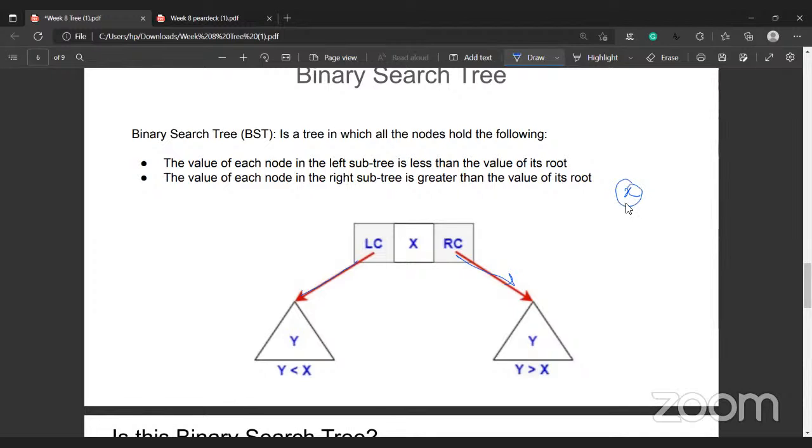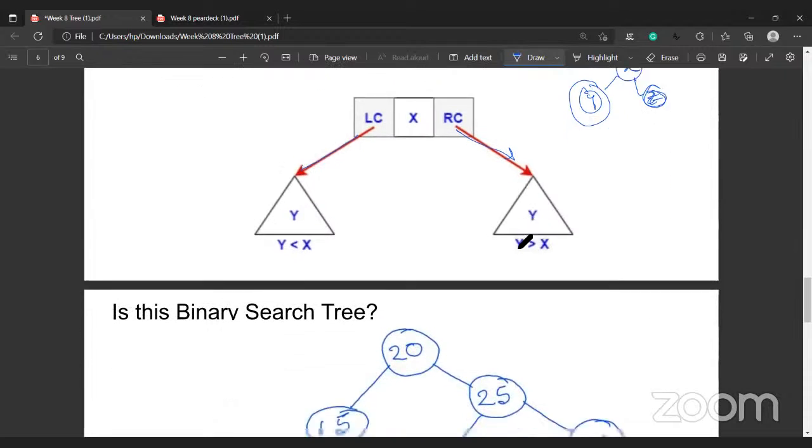Suppose this is x, this is y, and this is z. So the value of each node in the left subtree is less than the value of its root, and the value of each node in the right subtree is greater than the value of its root. If this is satisfied for every node, we can say that this is a binary search tree. So let's take one example.